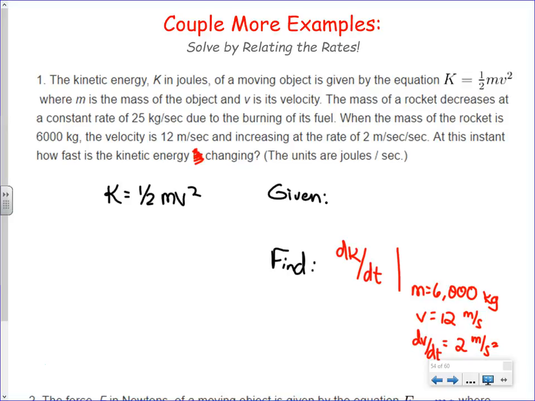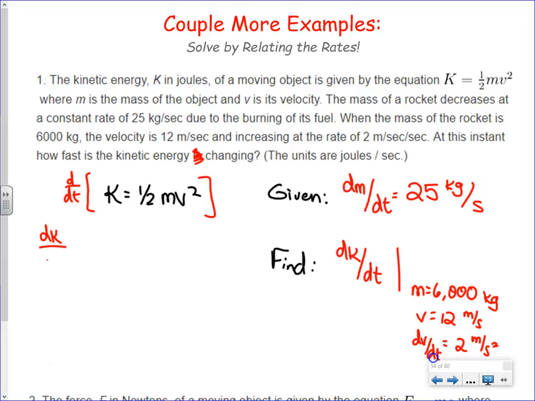Kind of awkward because I don't really have a given, but do I really need a given? Wait, you have one given. What's my one given? The 25 kilograms per second. Oh, nice, thank you. That's constant. I forgot I had three quantities. Alright, so now what? I'd say derive K. Then we have dm/dt, so we're okay.